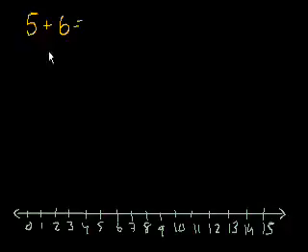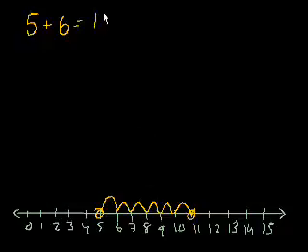So, okay, let's start at the 5. So we start at the 5, and we're going to add 6 to it. So we go 1, 2, 3, 4, 5, 6. We're at 11. So 5 plus 6 is equal to 11.